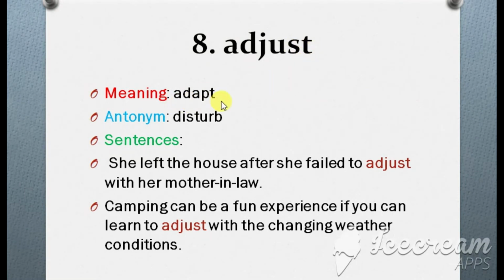Word number 8, adjust. It means to adapt, and the opposite is disturb. Sentence number 1 with the word adjust. She left the house after she failed to adjust with her mother-in-law. Sentence number 2. Camping can be a fun experience if you can learn to adjust with the changing weather conditions.